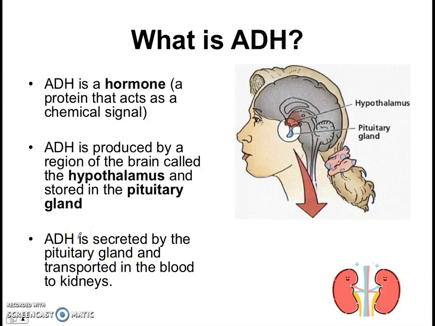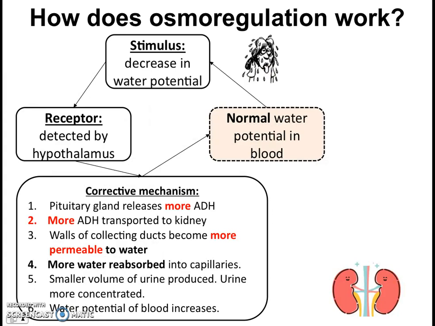Now let's take a closer look at what happens under different situations. Alright, so how does osmoregulation work? Well, remember that osmoregulation means maintaining a constant water potential in the blood, right? So there's a normal water potential of the blood. Normally, there's kind of a normal water potential that your body is happy to have, right? And osmoregulation tries to maintain the water potential at that normal level.